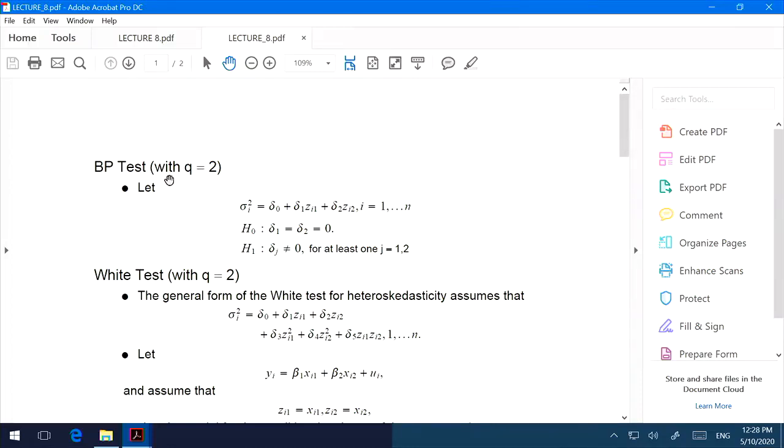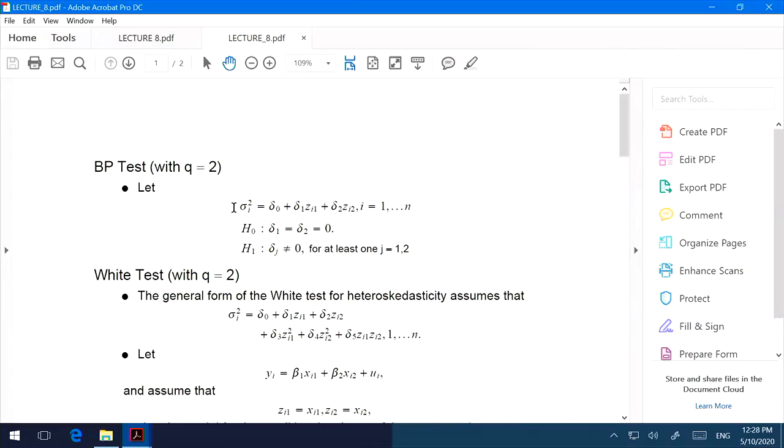So here's the Breusch-Pagan test where we just have two variables. To perform the Breusch-Pagan test, you have to make an assumption about what's causing the heteroskedasticity in your model. So here, I have assumed that the variance of the error term depends on two variables, Z1 and Z2. Obviously, sigma i squared will be delta naught plus delta 1 times Zi1 plus delta 2 times Zi2. So obviously, as i changes, the values of the Z variables are going to change, and therefore the error variance is going to change as well. That's an important point to appreciate.